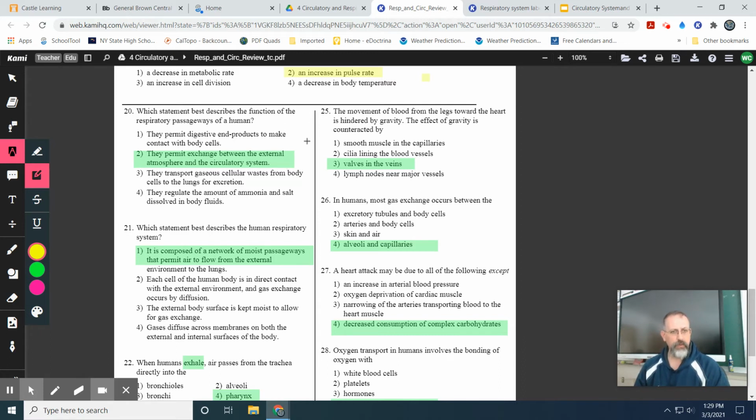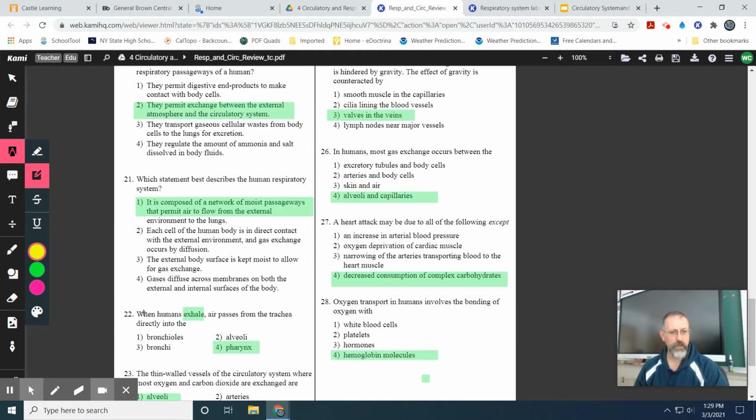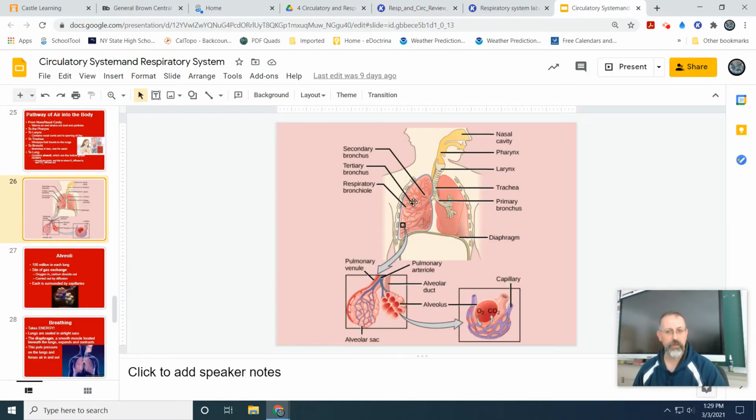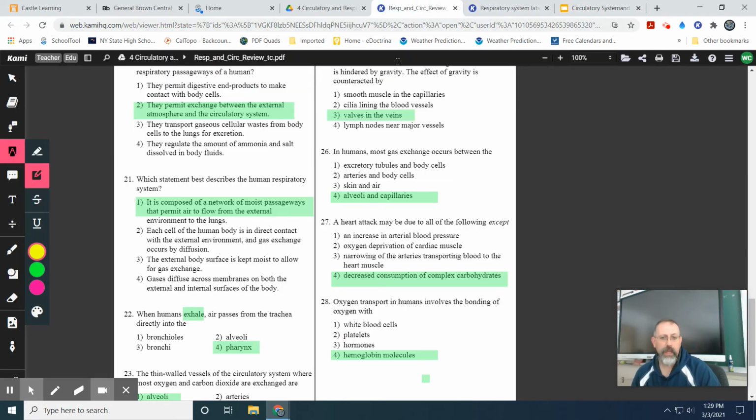So, 22, same thing, when we exhale air. On the way out, exhaling, the air goes from your lungs, headed back out of your body. If you look at the diagrams from our slideshow, it's coming from the alveoli, working its way back through the trachea, the larynx, the pharynx, the nasal cavity on the way out. It's going to go by the pharynx after the trachea.